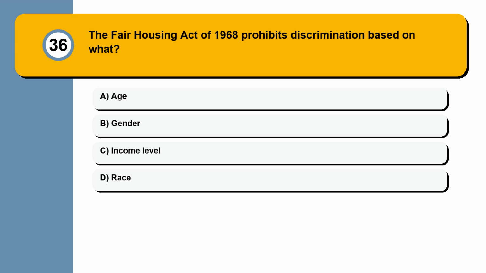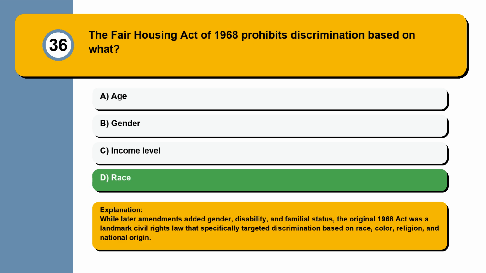Question 36. The Fair Housing Act of 1968 prohibits discrimination based on what? Age, gender, income level, race. While later amendments added gender, disability, and familial status, the original 1968 Act was a landmark civil rights law that specifically targeted discrimination based on race, color, religion, and national origin.